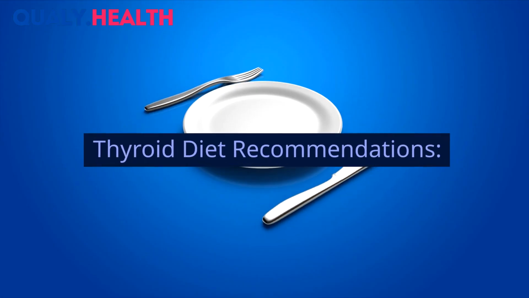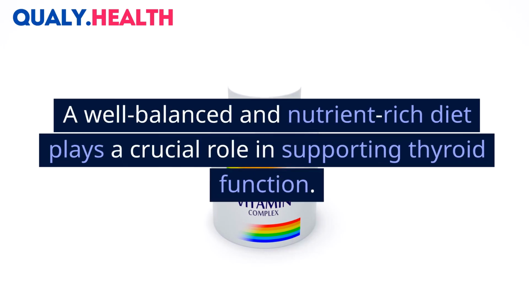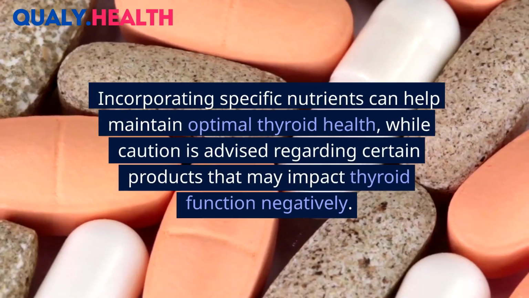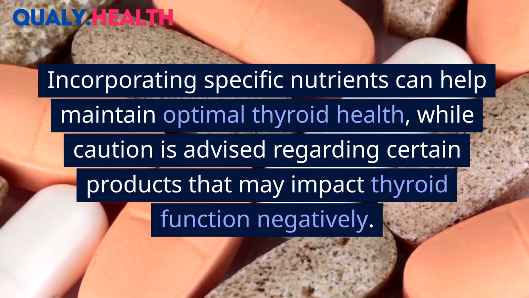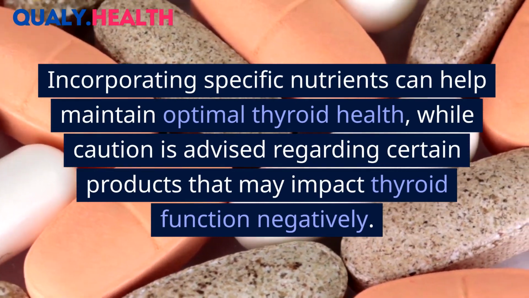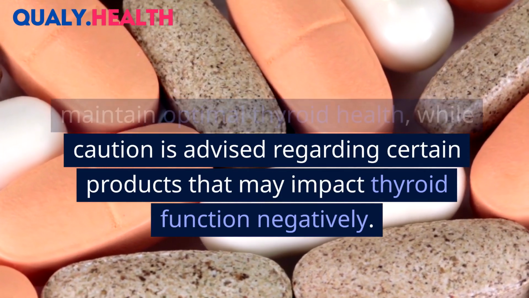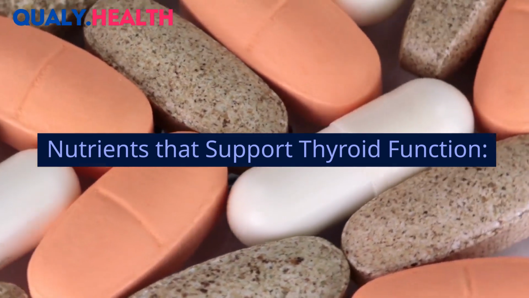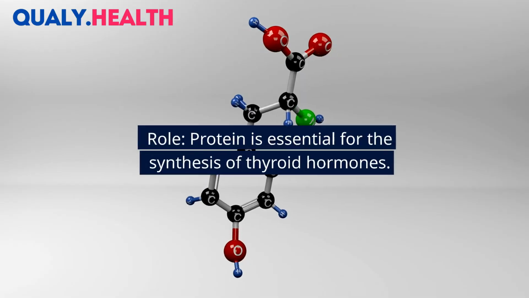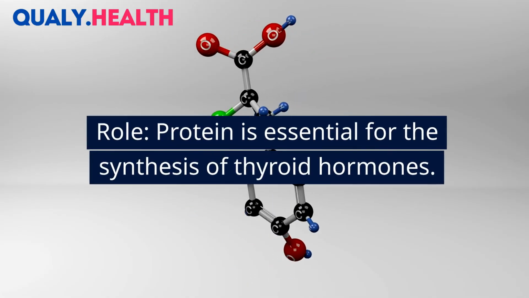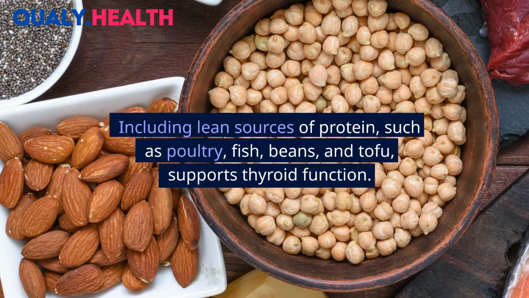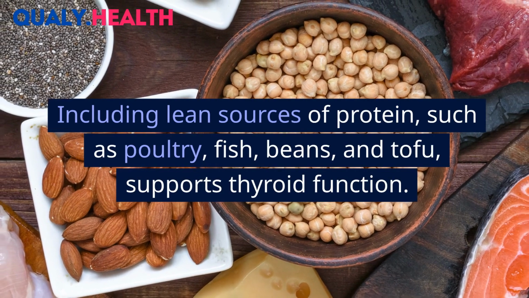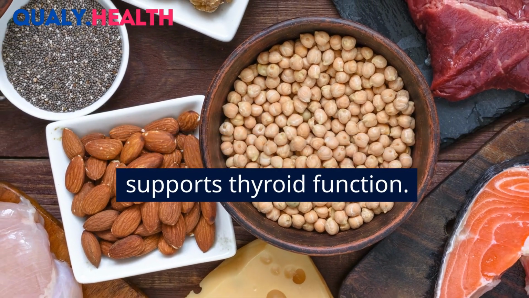Thyroid diet recommendations. A well-balanced and nutrient-rich diet plays a crucial role in supporting thyroid function. Incorporating specific nutrients can help maintain optimal thyroid health, while caution is advised regarding certain products that may impact thyroid function negatively. Nutrients that support thyroid function. Protein. Role. Protein is essential for the synthesis of thyroid hormones. Including lean sources of protein, such as poultry, fish, beans, and tofu, supports thyroid function.